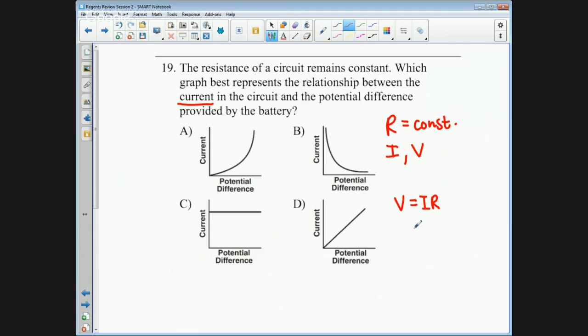So that means we need to solve for I, current. So I equals V over R. R is constant, so how does I change as the potential difference changes? Well, they're directly proportional. So that answer is D. Okay.